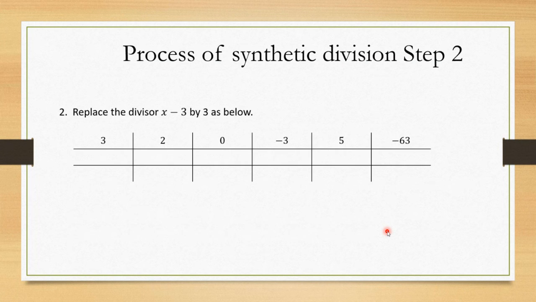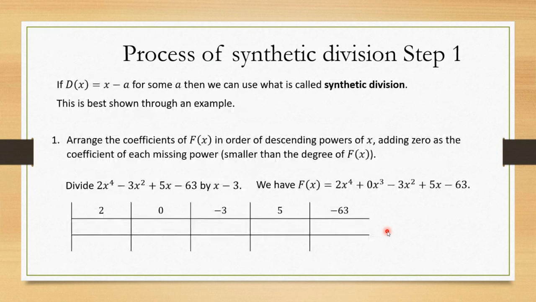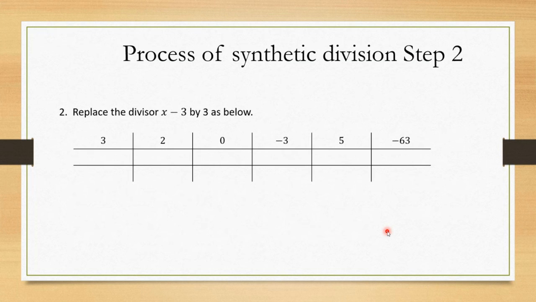Now here, for the x minus 3, you're going to make another column on the far left. And in that far left column, you're going to use a 3, like here. So x minus 3, you put 3 here for that. And then here's the process that we're going to do.